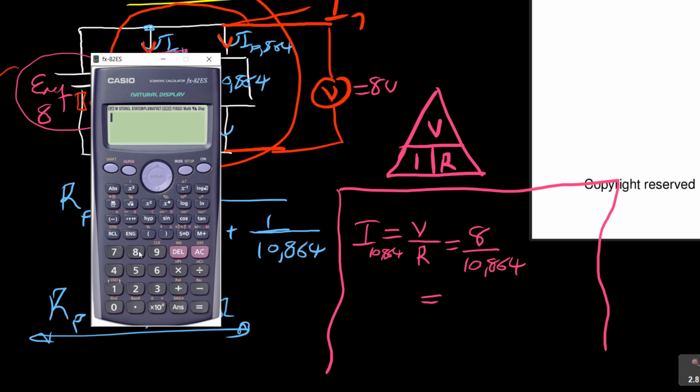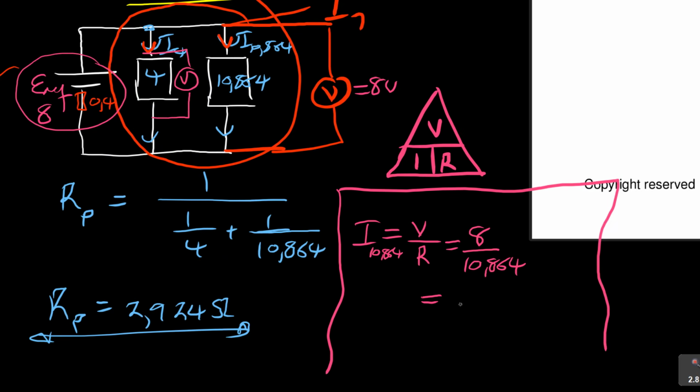Are you with me? So it's 8 over 10,864. What is the current that entered into that? It's 0.736 amps. Whatever I calculated, we have an EMF, but this EMF is 8 volts. Now it's connected in parallel to the 4, using the last diagram, which is connected in parallel to the 10.